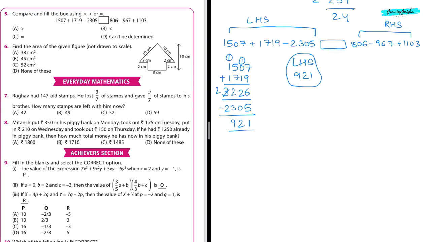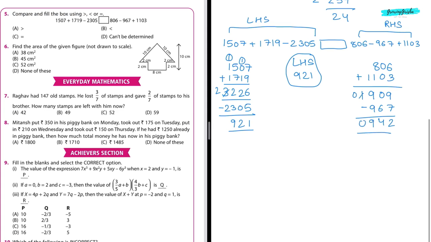Now we'll solve the RHS. First we will add 806 and 1103. 6 plus 3 is 9, 0 plus 0 is 0, 8 plus 1 is 9, 1. Now we will subtract 967. 9 minus 7, 2. 0 minus 6 is not possible, so 10 minus 6, 4. 8 minus 9 is not possible, so 18 minus 9 equals 9 and this will become 0. So RHS is 942.